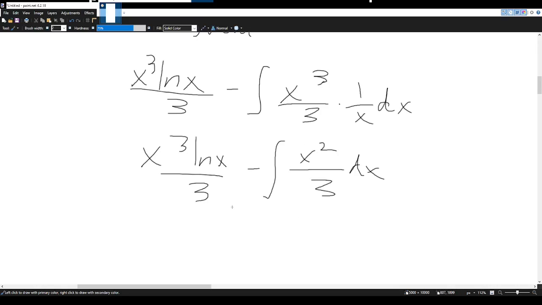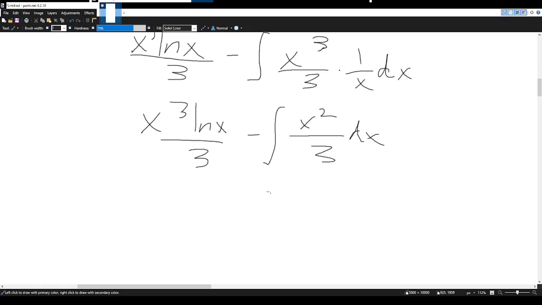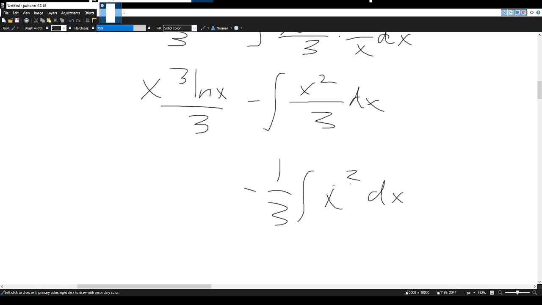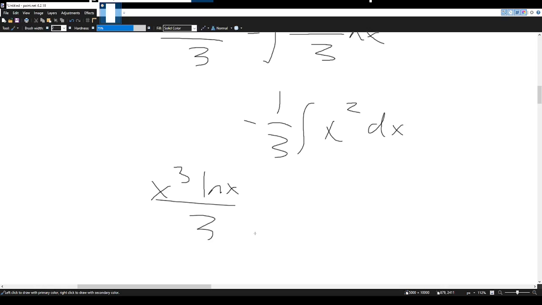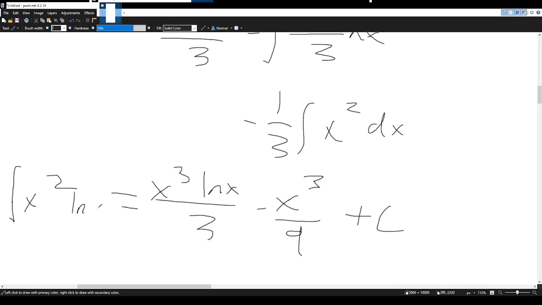And then of course that turns into, right, you can do the minus 1/3 of this. And then we already did that. That's of course x over 3, or x to the third over 3. So then we have x to the third natural log of x over 3 minus x to the third over 3 times 3 is 9. And then, of course, you add in the plus c. And this is our final answer for the integral of x squared natural log of x.